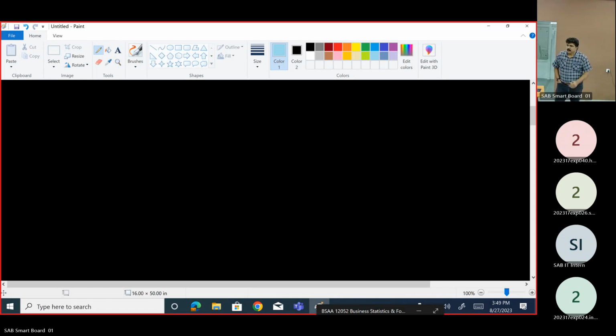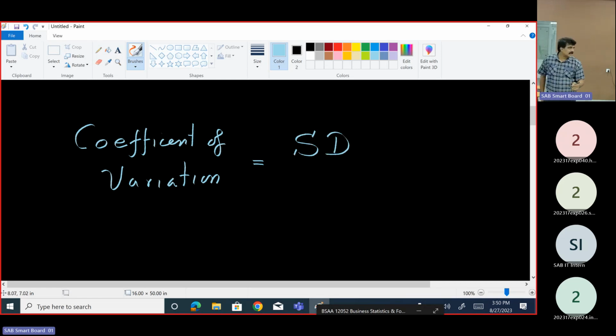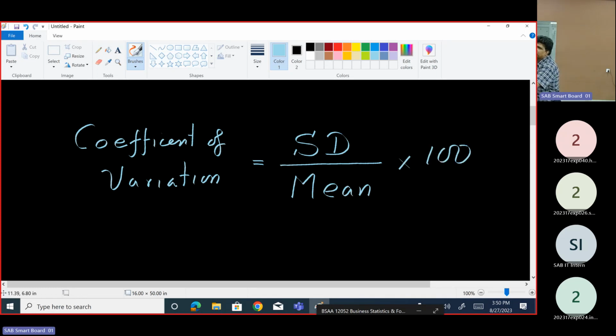Right. So how is this defined? The coefficient of variation, CV, is defined this way: standard deviation, I am using SD for standard deviation, over mean, into 100. So this is how the coefficient of variation is defined. Standard deviation over mean into 100.